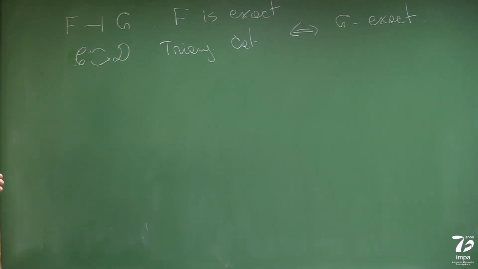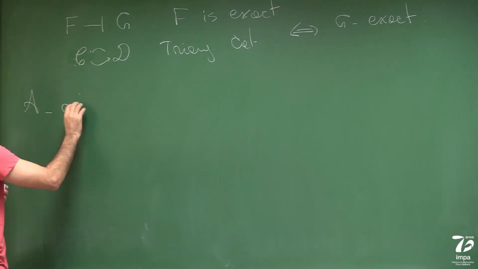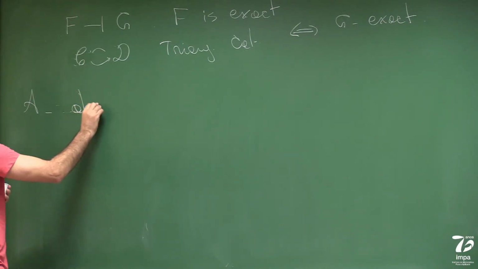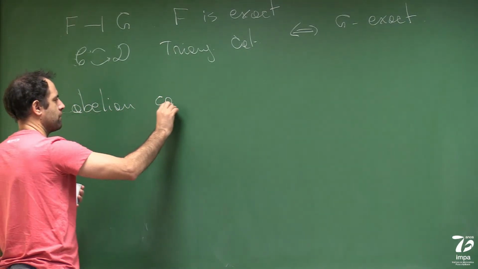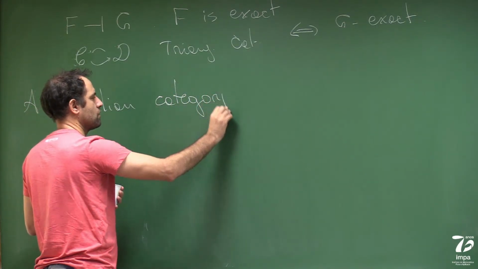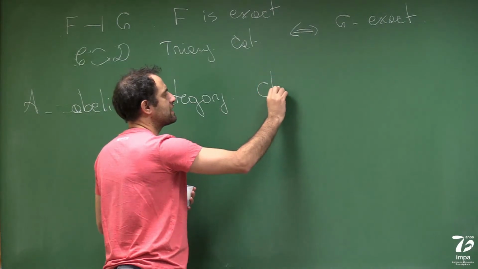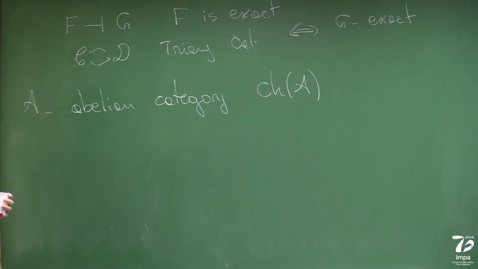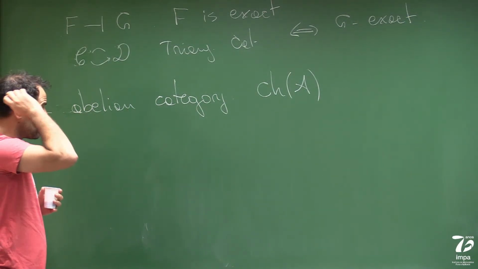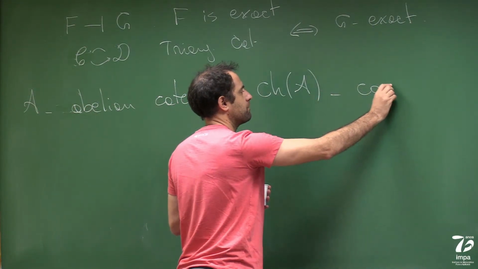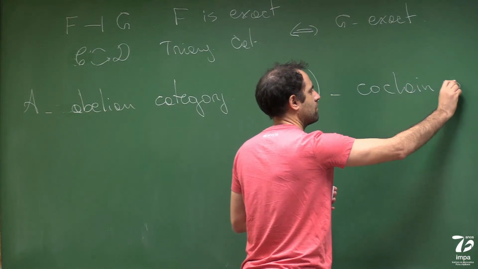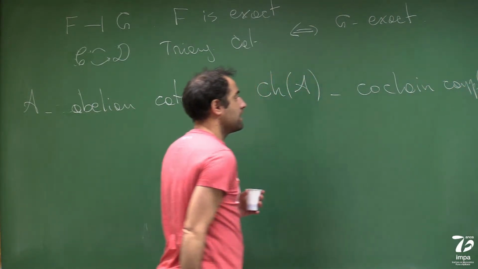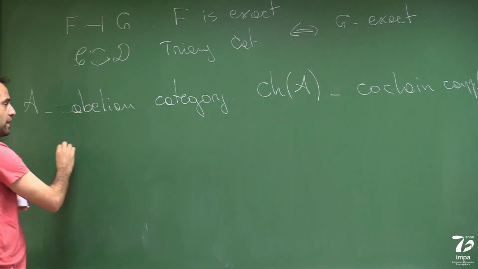So today, I want to construct a triangulated category out of an abelian category. So let's suppose that A now is an abelian category. Remember, we have this category of chain complexes or co-chain complexes on A. I'm just going to talk about co-chain complexes, but it's the same. So this is the category of co-chain complexes, and this is also an abelian category.